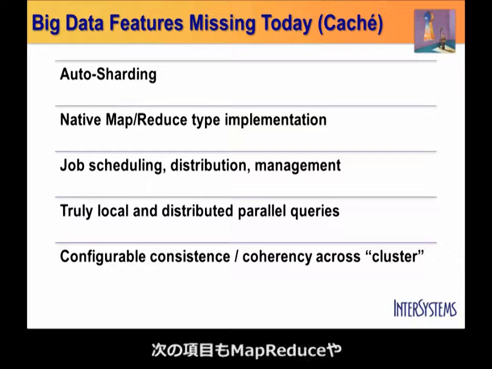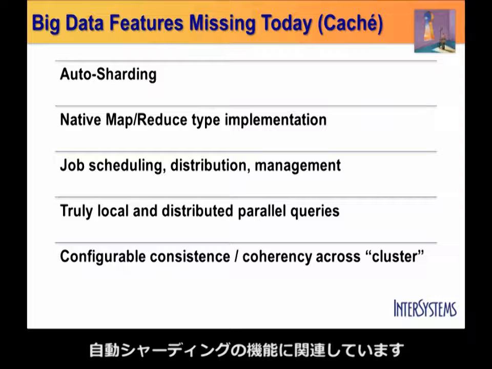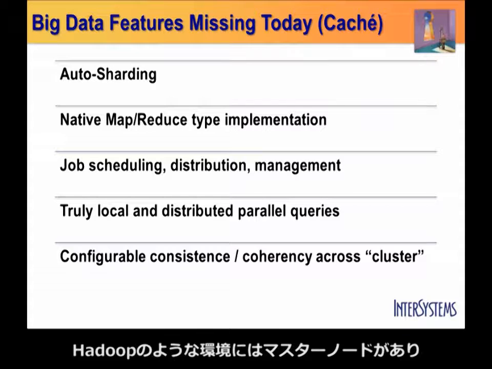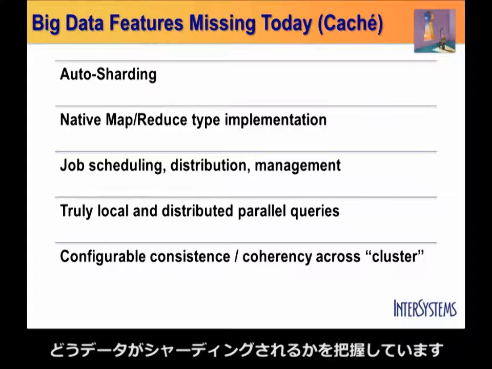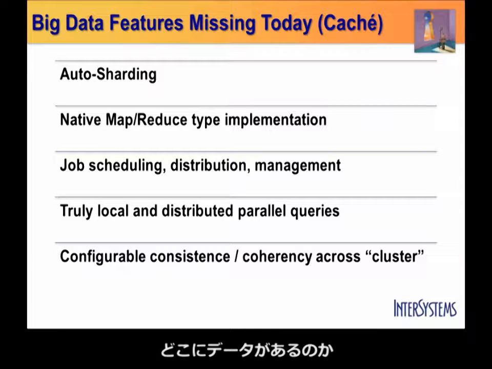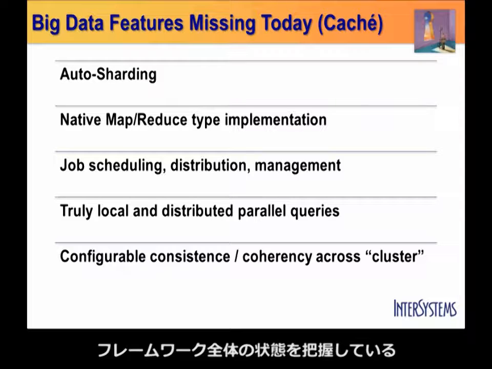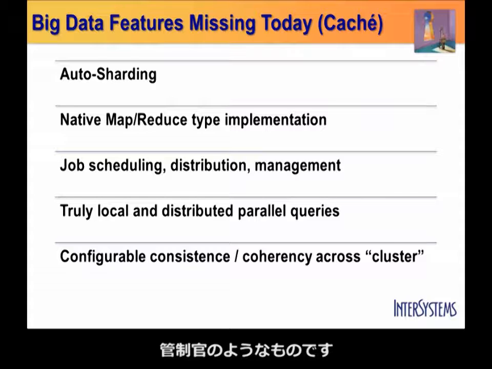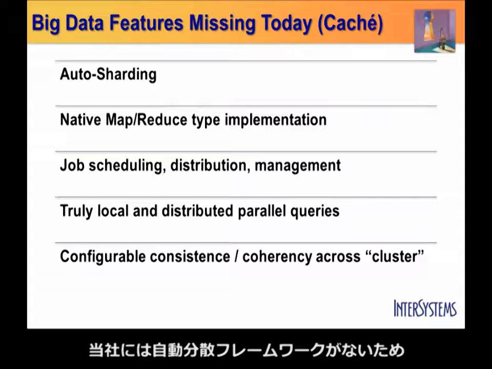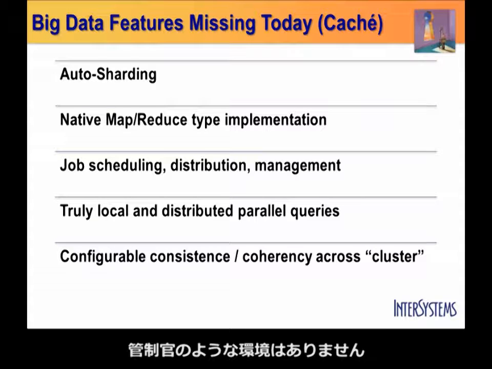And again, this is part of the MapReduce and auto-sharding capability, where in a Hadoop-like environment, there's a master node. The master node always knows how the data is sharded across this cluster, and always knows where to find the data, and always knows where to send a problem. So it's like a controller. It's like a main system that's sitting there that knows the state of the entire framework. So again, since we don't have an auto-distributed framework, we don't have a controller type environment.